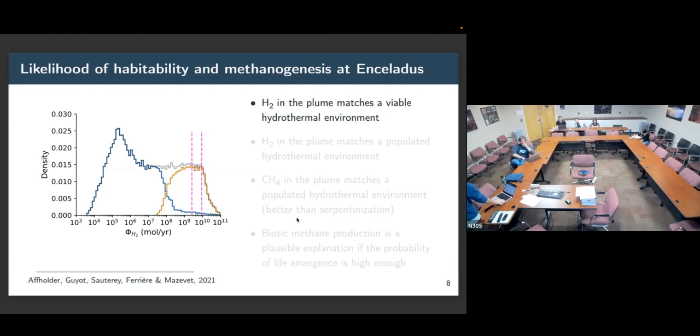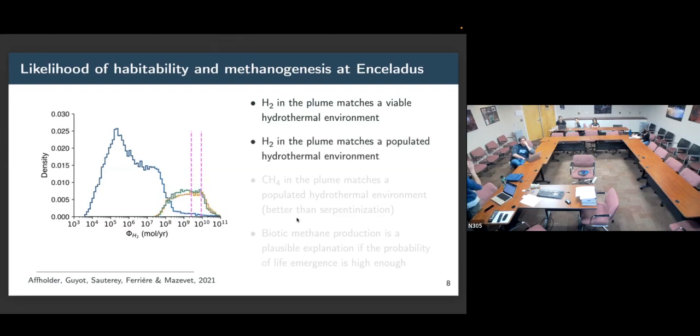More than that, let's take half of those simulations that are viable and let a population grow and see what happens. So that's the meaning of the green distribution now. And maybe surprisingly, it still does match the observation made by the Cassini mission. Maybe one might expect that it should be shifted further to the left, to lower escape rates of H2, because H2 is consumed by methanogens.